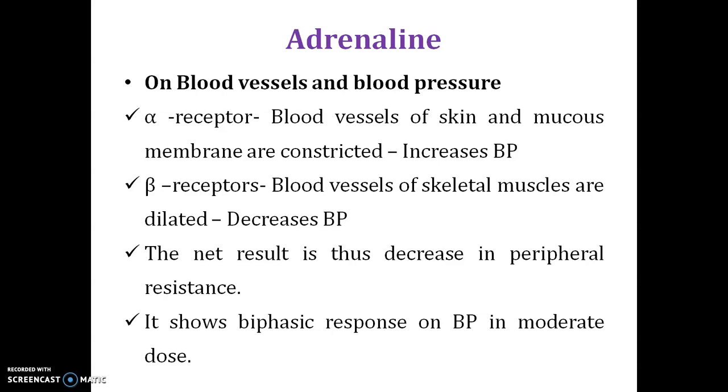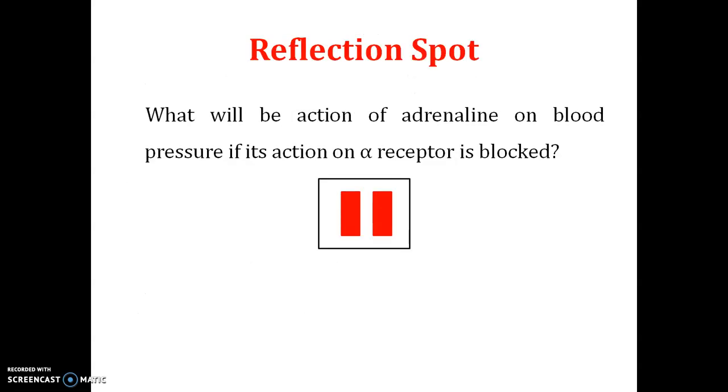The net result observed after the administration of adrenaline includes a rise in blood pressure followed by a decrease in blood pressure. Its beta action is more prolonged than its alpha action. Thus, we can say that adrenaline shows a biphasic response on blood pressure in moderate doses.